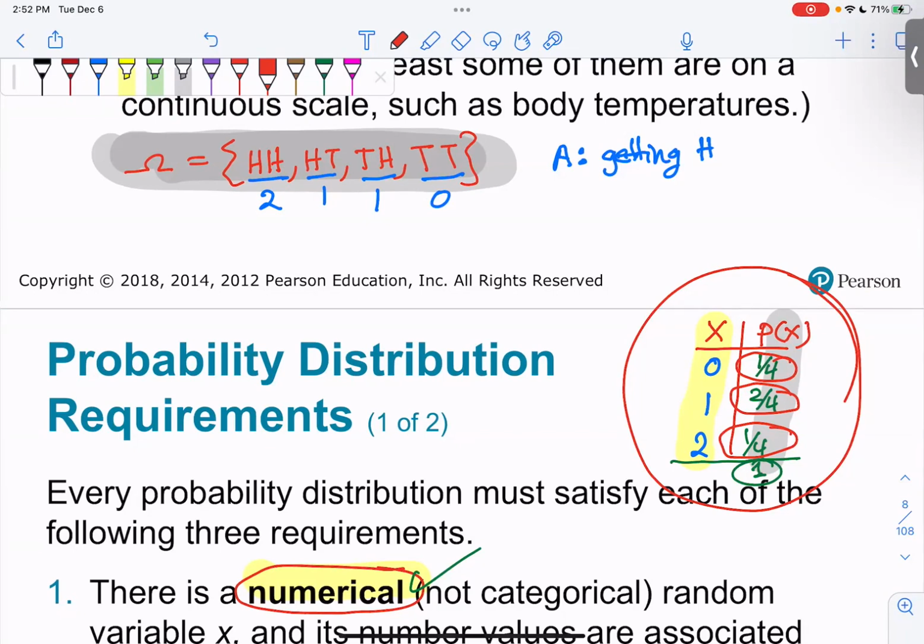Okay, let's check the requirements. The first requirement, this variable must take only numbers, numeric, which is right, all those values are numeric. The second requirement, the summation of those probabilities must be equal to 1. And then the third requirement, each single value of those must be between 0 and 1. If I have those 3 requirements, then we can say this is a probability distribution.